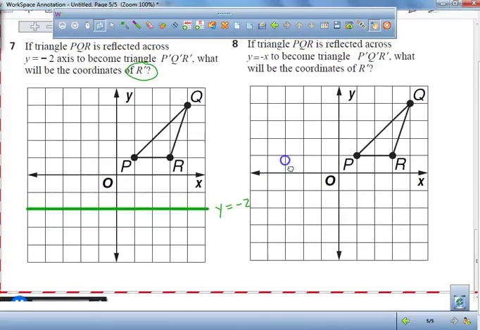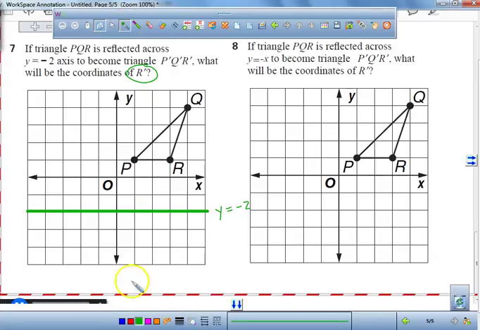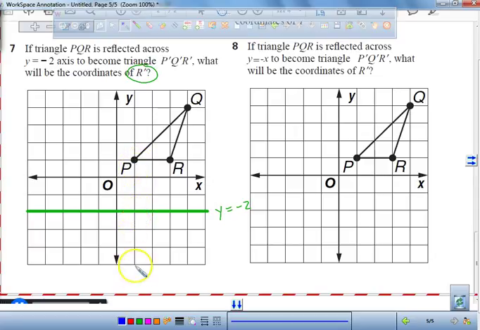Alright, so if I wanted to plot these, how many units do I have to go down for P? I have to go down 3, right? So I got to go down 3 more, and what would that point be right there? That would be P prime. Go down 3, go down 3 more. That point right there would be R prime.